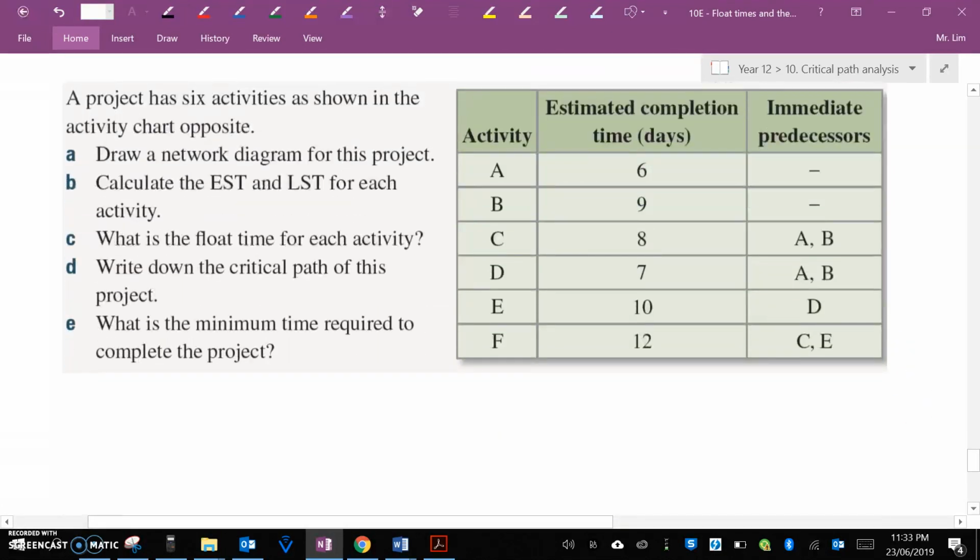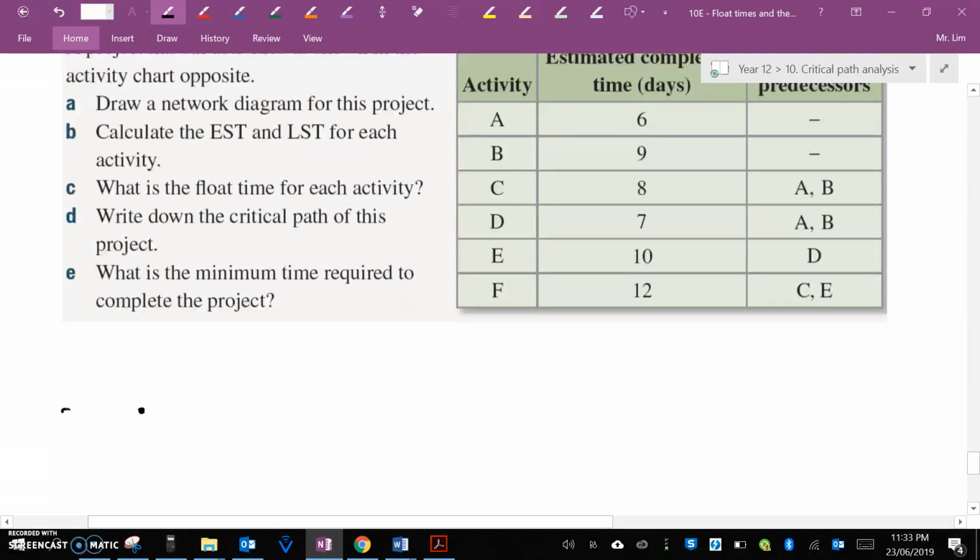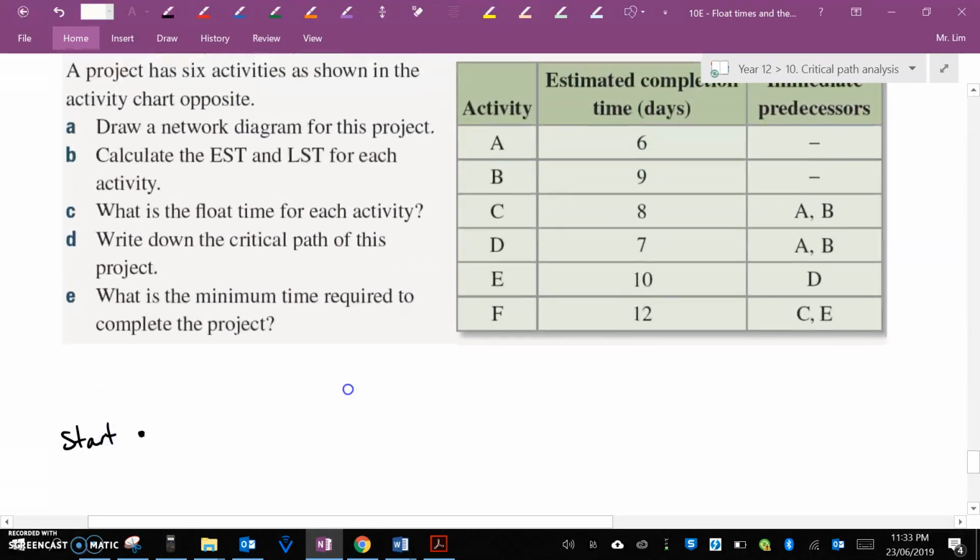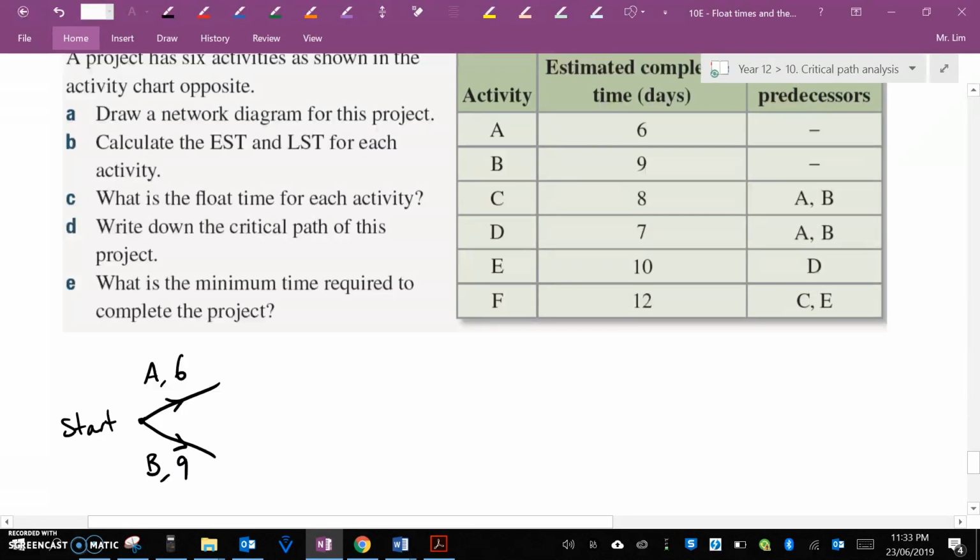Okay, let's do one more question. Draw a network diagram for this project. So we have our start node that branches to A and B. Now A and B both go to C and D. Now remember, we're not allowed to have two edges that start from the same node and end at the same node. So instead, I'm going to create a dummy, but first I'm just going to draw in C.